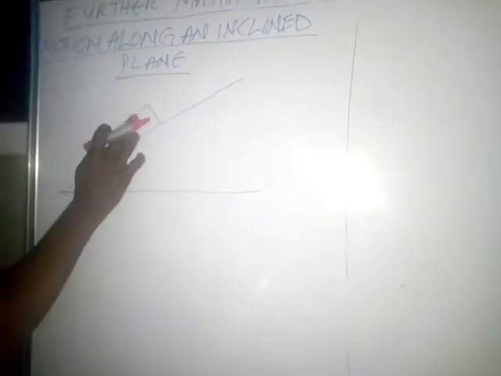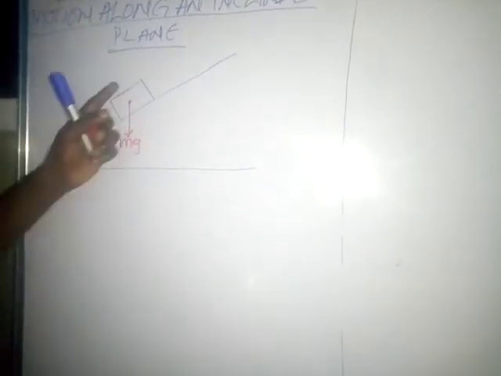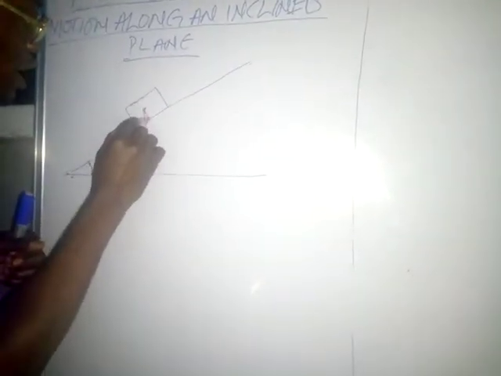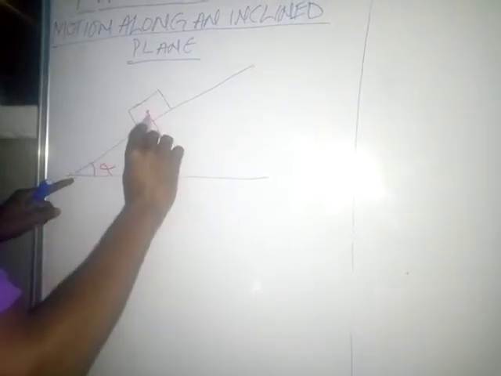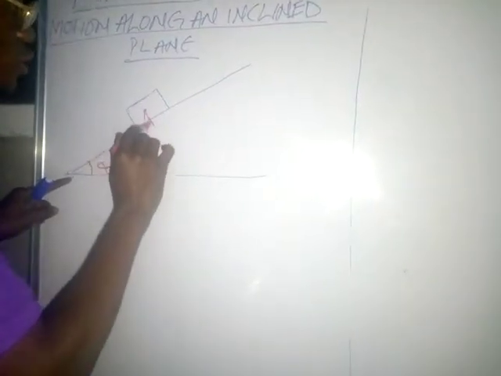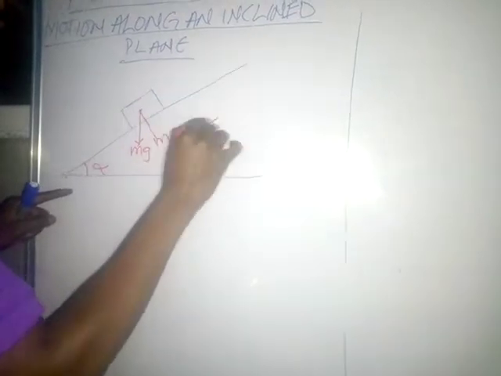The first one is the force due to gravity, mg. We call it the weight of that body. And then there is another force acting perpendicular to the plane, that is, it makes 90 degrees with the plane. And so that force is mg cos alpha.